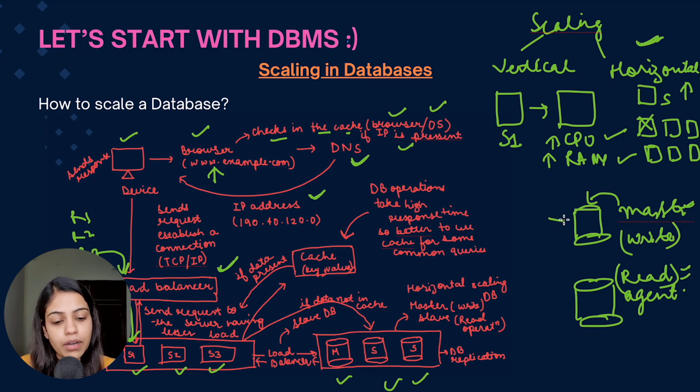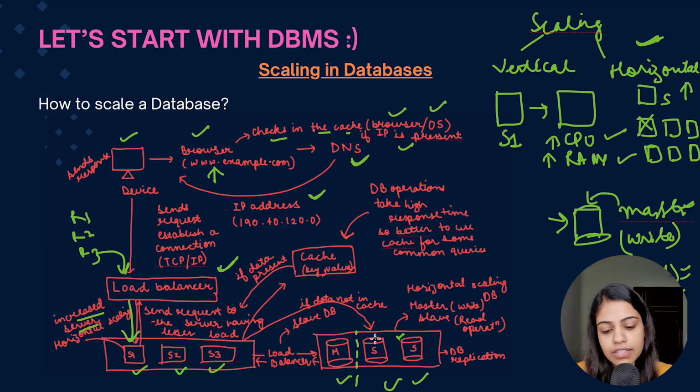Now there is only one master database present in the scalable system, but there could be multiple slave databases or agent databases. So here we have one master database and two slave databases. Now what happens if this particular master database crashes? There are certain algorithms which make one of the slave databases the master database whenever there is a crash in the master database.